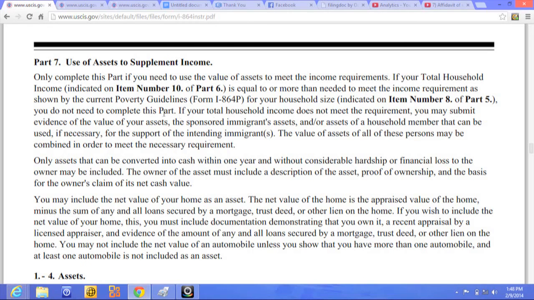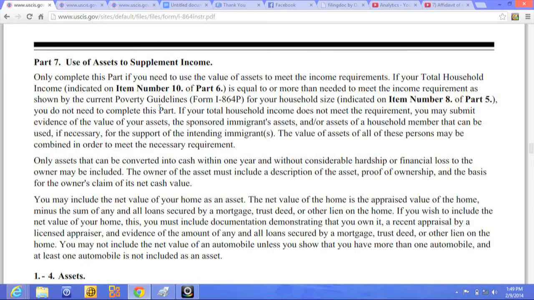Okay, so you complete part 7 to meet the income requirement. And then, only assets that can be converted into cash within 1 year.